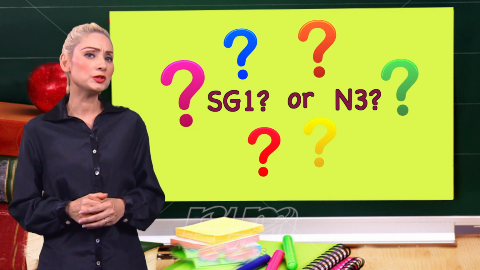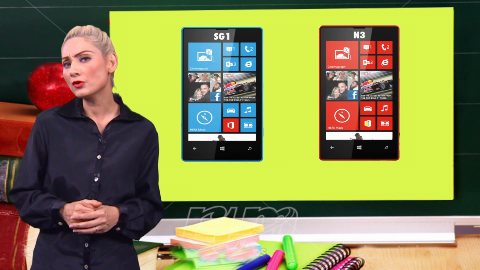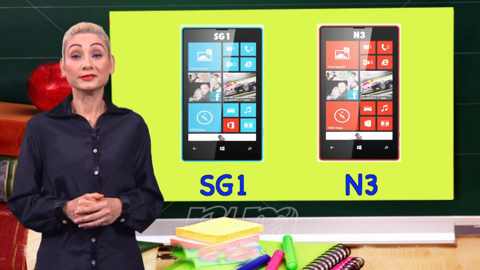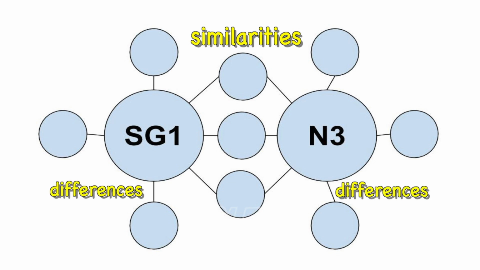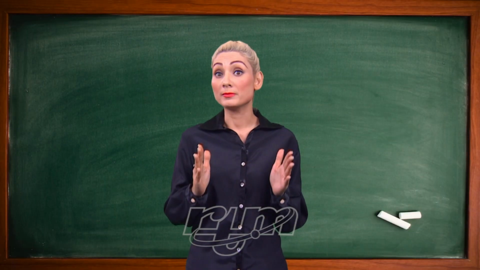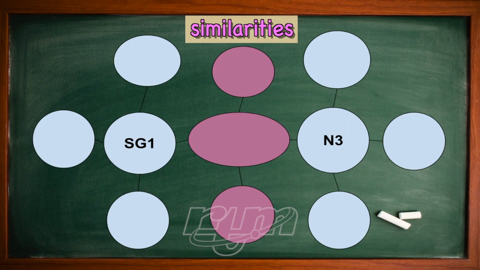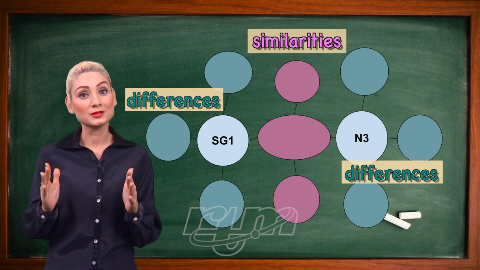Now, I wonder which phone they would buy. If you were in their shoes, which phone would you buy? Would you buy the SG1 or the N3? Write down the similarities and the differences between the two phones so it will be easier to compare. Using the double bubble map, write down the similarities in the middle bubbles and the differences in the outer bubbles.